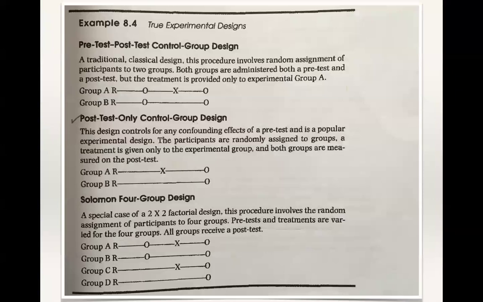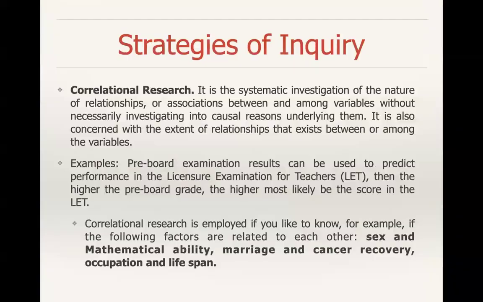Post-test only control group design. Here's another true experimental design. This design controls for any confounding effects of a pre-test and is a popular experimental design. The participants are randomly assigned to groups. A treatment is given only to the experimental group, and both groups are measured on the post-test.